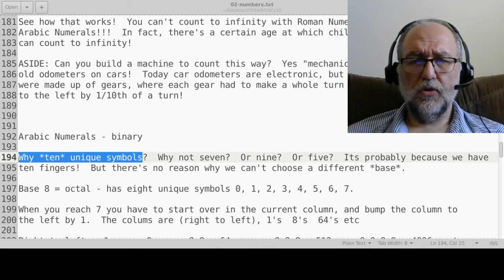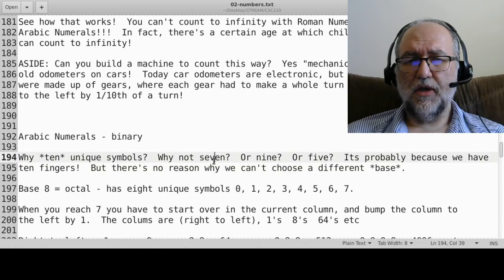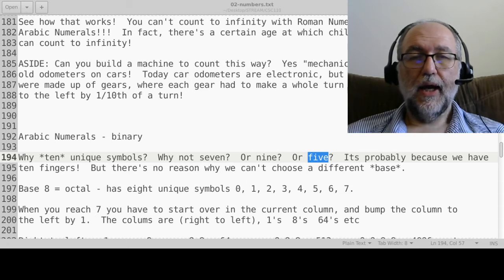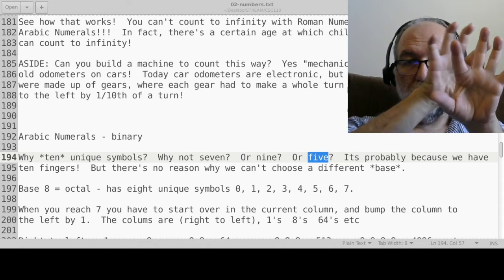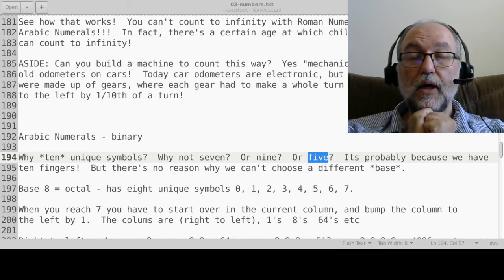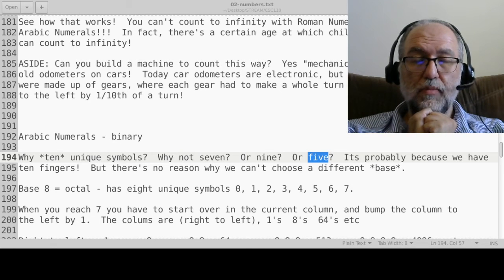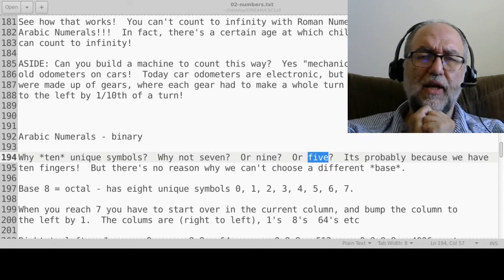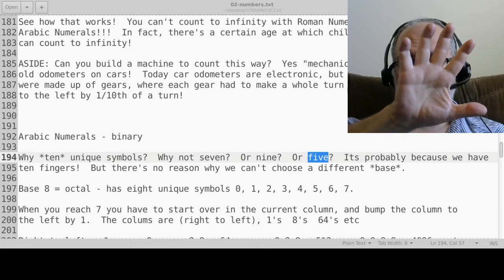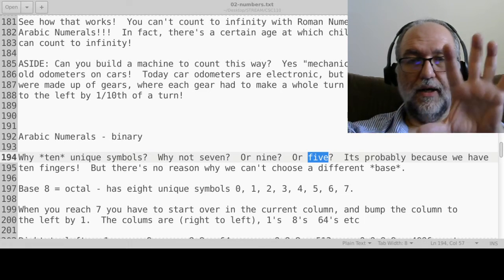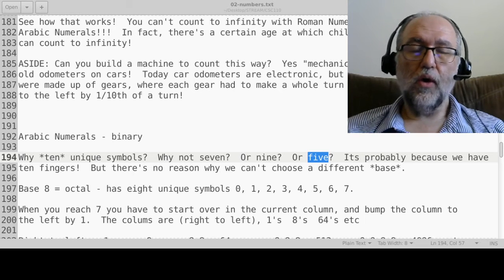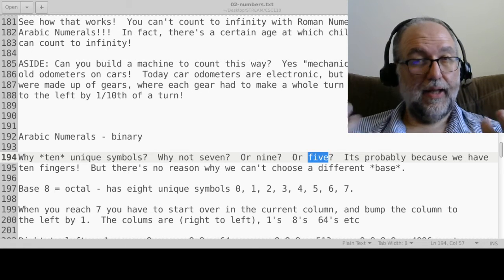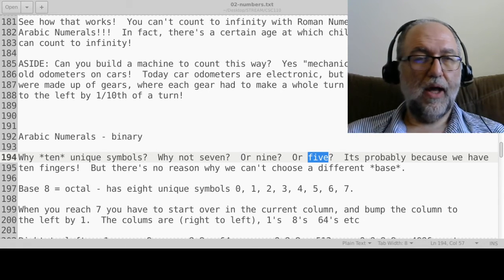why 10 unique symbols? Couldn't you have made maybe 7 unique symbols? Or 9 unique symbols? Or 5 unique symbols? And I think the answer is as simple as we have 10 fingers on our hands. You might even go back to the Roman numerals and say, why were 5 and 10 special? Well, because we have 5 fingers on a hand, and then another 5, and you get to 10. So the 10 is because we like counting on our fingers. That's a pretty obvious reason why 10.